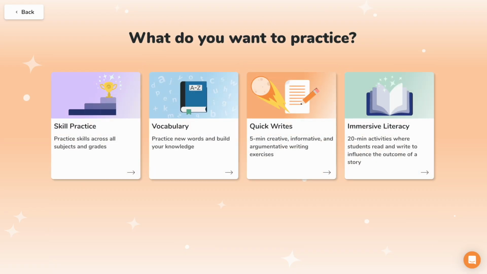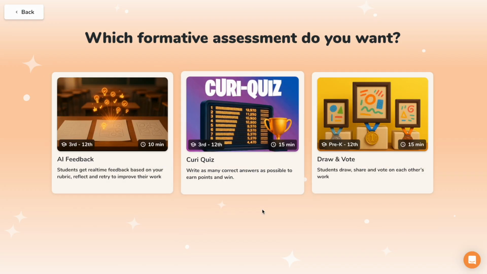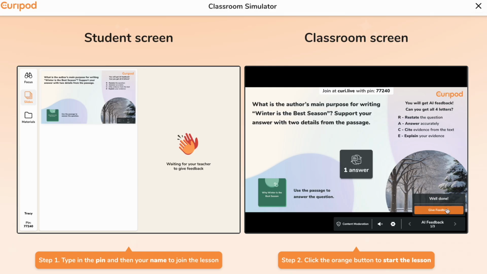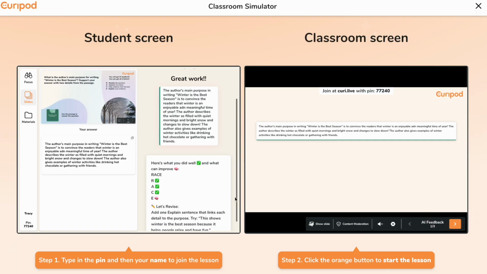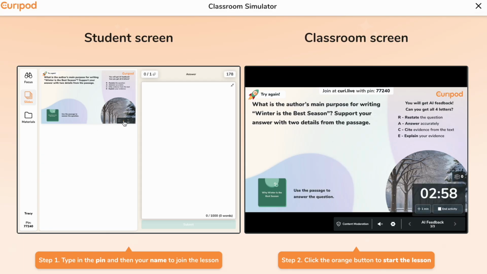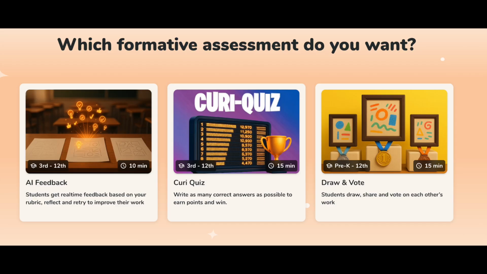Under formative assessment, you can engage students in activities that help you see what they understand and where there might be gaps. With AI feedback, you can generate activities focused entirely on feedback. Students respond to a prompt, receive feedback, reflect, and try again to strengthen their responses. You can also create Curie quizzes or use draw and vote activities to check for understanding in different ways.